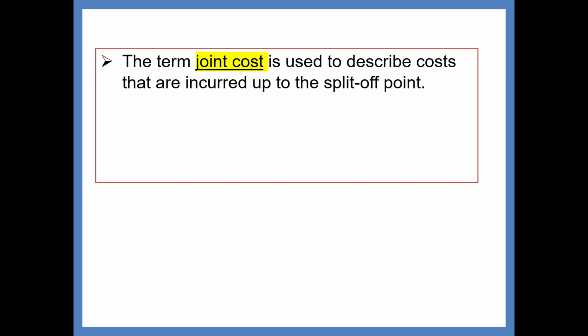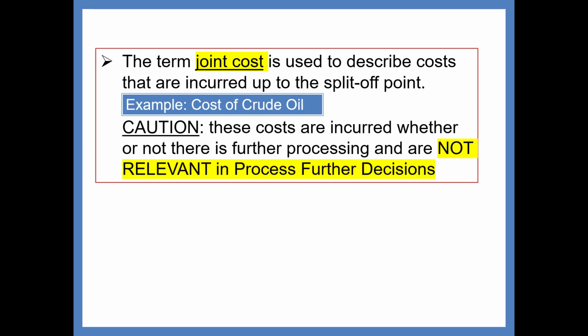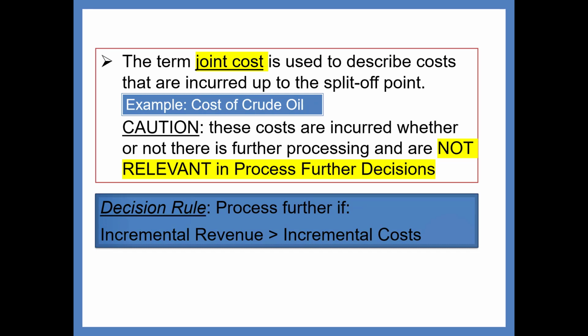The term joint cost is used to describe the cost incurred up to the split off point. So in our example, that would be the cost of the crude oil. The thing you need to remember about joint costs is that in the decision to process further, these are not relevant. Think about it. The cost of the crude oil will not change if you sell gas or high octane gas. It's going to be the same. In other words, for this particular decision, it is a sunk cost. Our decision rule is pretty simple. We will process further if the extra revenues generated exceed the extra costs incurred.